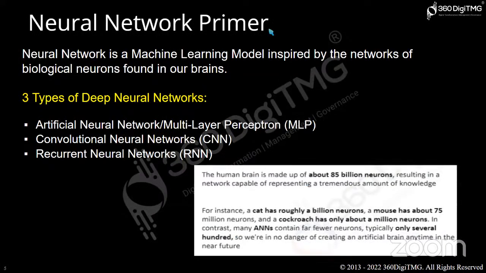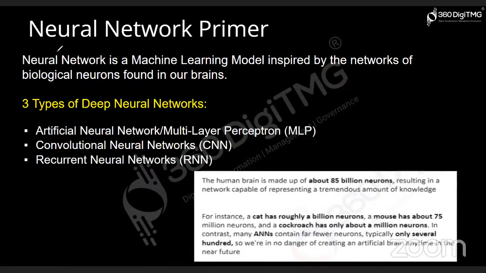Now, what is a neural network in data science? It is a machine learning model inspired by the network of biological neurons in our brains. It is developed based on the neuron structure of our brains, a neural model of our brain.